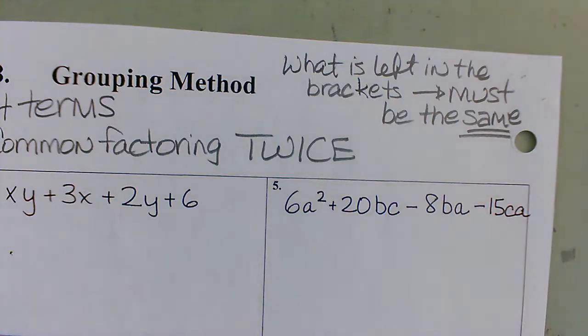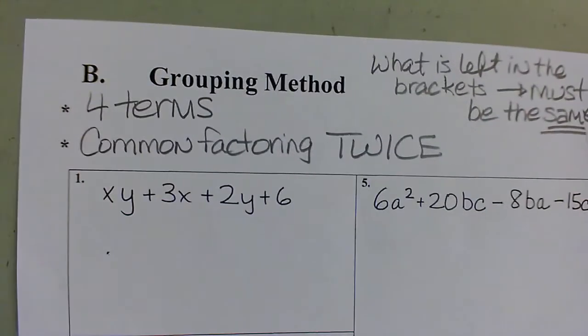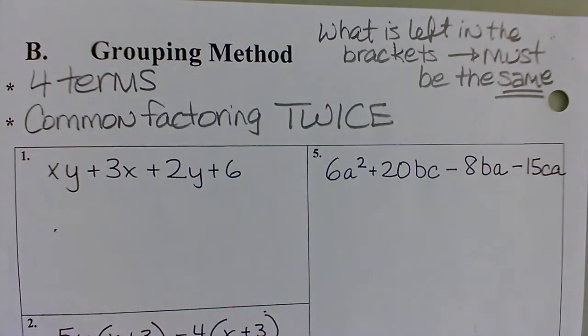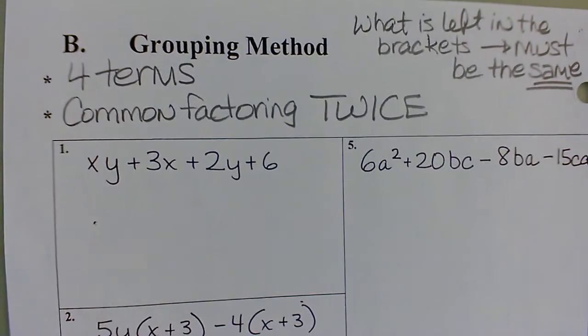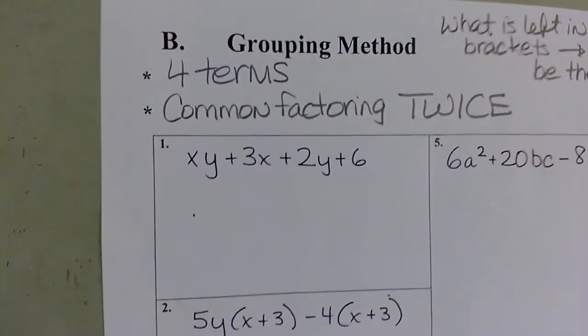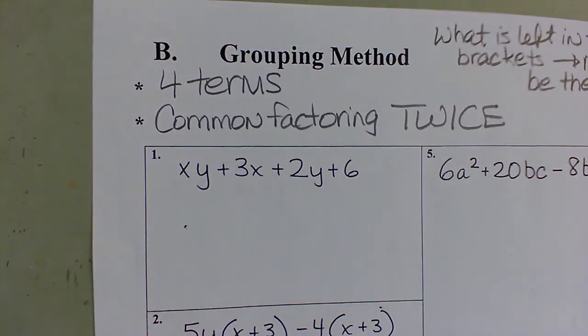Grouping things is like taking some from this, putting it over here, and taking something from somebody else, putting it over there. So that's why it's called a grouping method. We're going to common factor twice. All right, so question number 1.